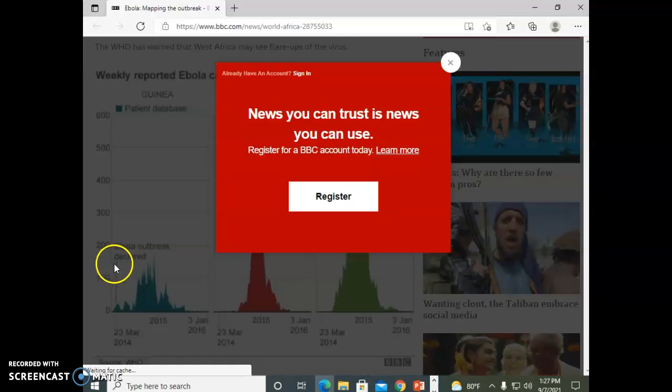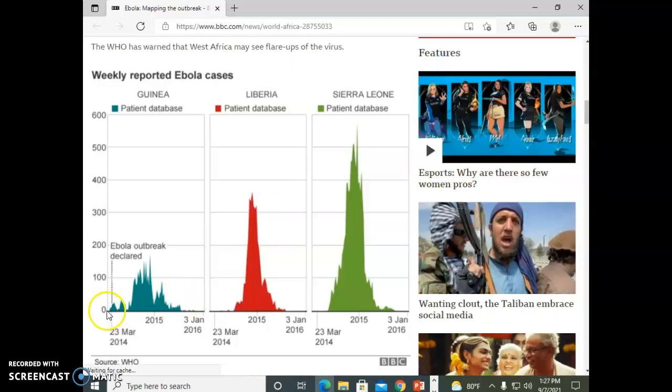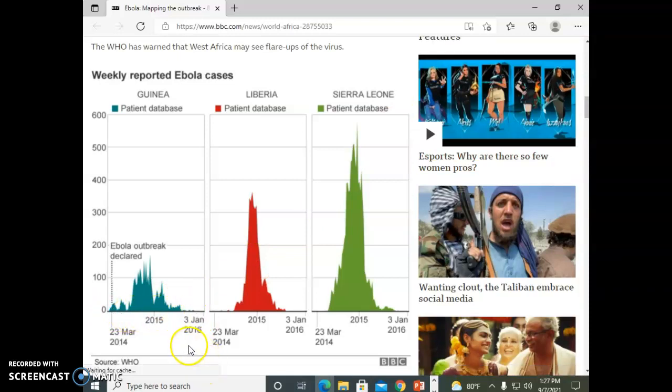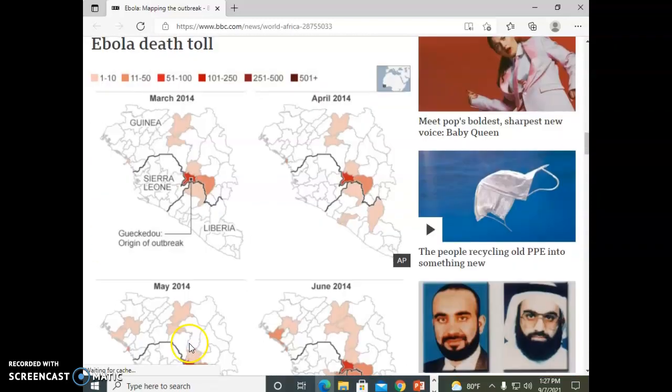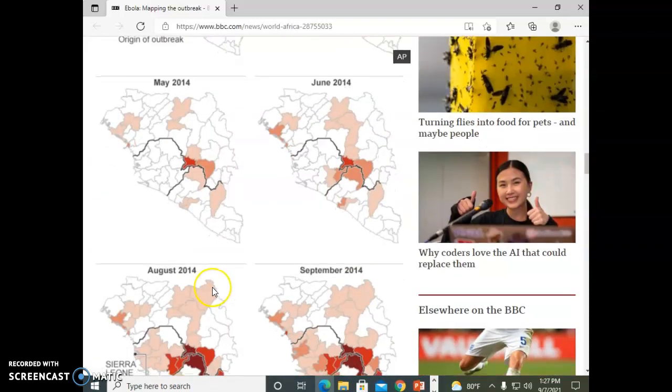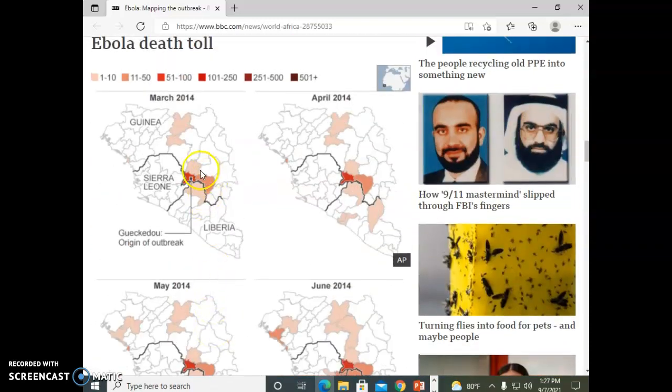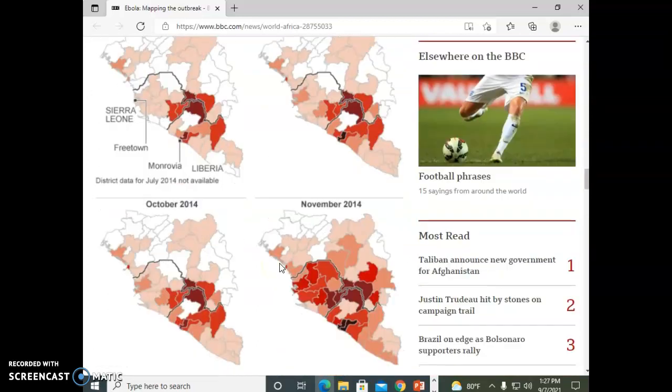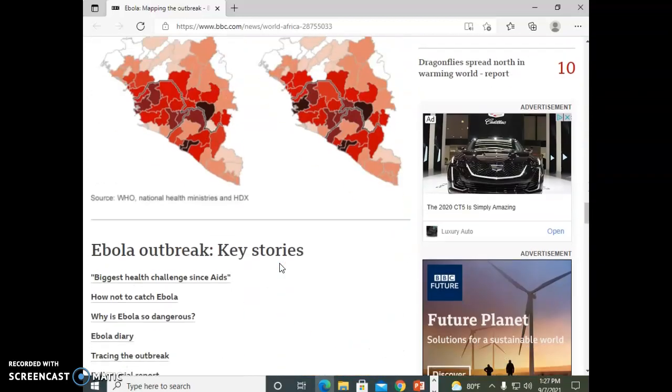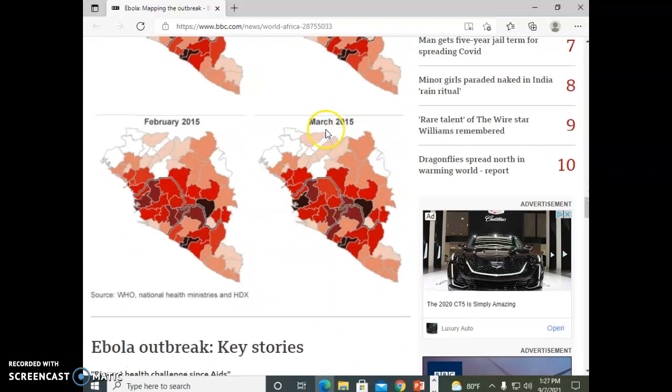So Guinea, you can see this is where the outbreak was declared, okay, in 2014, and then of course it lasted for a couple of years. When you look at a map, you can see the spread, and you can see that it originated here in Guinea and then spread to its neighboring countries as well. And as the spaces get darker and darker throughout the 2 years, you can see that that was significant.